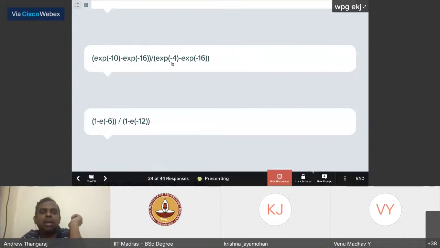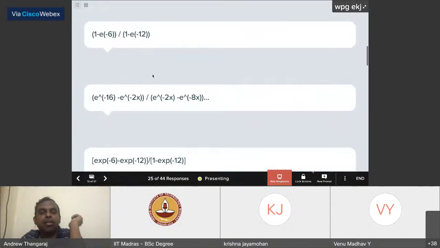e power minus 10 minus e power minus 16 divided by e power minus 4 minus e power minus 16. That's the correct answer, I think. That looks correct to me. I'll show you the detailed solution in a little bit after we do the next one.